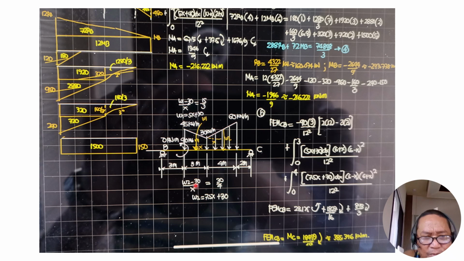W2, here we have our triangle again. W2, the total height, the total intensity. W2 minus 30 as to x. This is the x for the second distributed load. Equals 60 minus 30 is 30. 30 as to 4 or 7.5. Therefore, W2 is 7.5x plus 30.